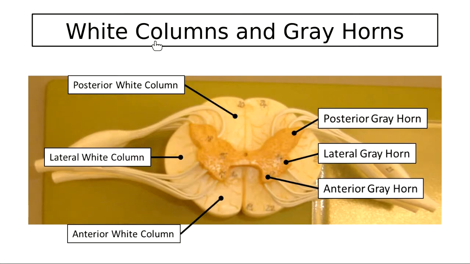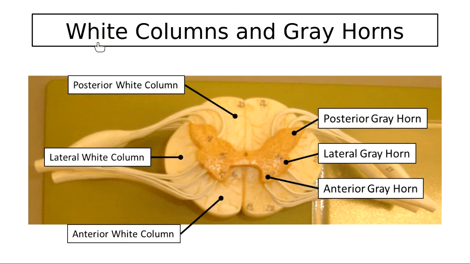White columns and gray horns. So we have white matter on your notes. Myelinated axons of neurons. Remember, the white is because of the myelin sheath. The extra phospholipid bilayer wrapped around and around and around those fibers gives it a little bit different color. And so it's called white matter. So we're going to talk about those.